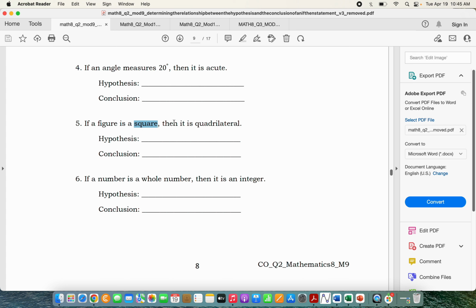However, do we have a correct conclusion? Then it is a quadrilateral? No, the conclusion actually is false, right? And if the conclusion is false, the truth value of the statement is what? False. False ang truth value ng statement kasi ang conclusion niya is false.